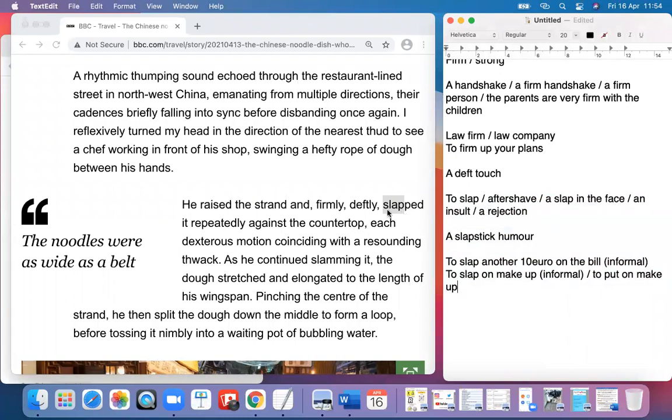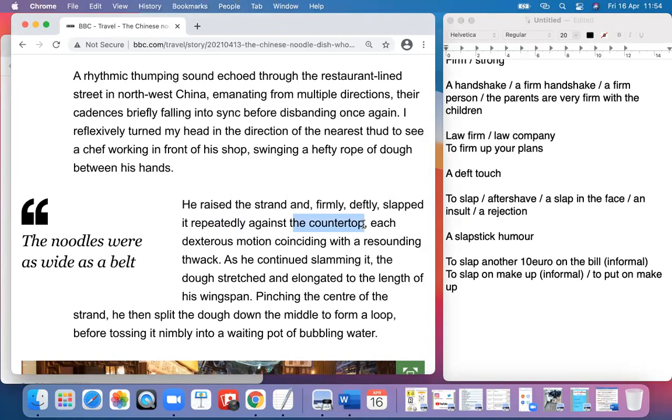And here he slapped it, which is probably the rope or the strand. So this is a substitution. Repeatedly. So again, this is the adverb, and it's probably related to this verb slapped, and it means again and again and again.